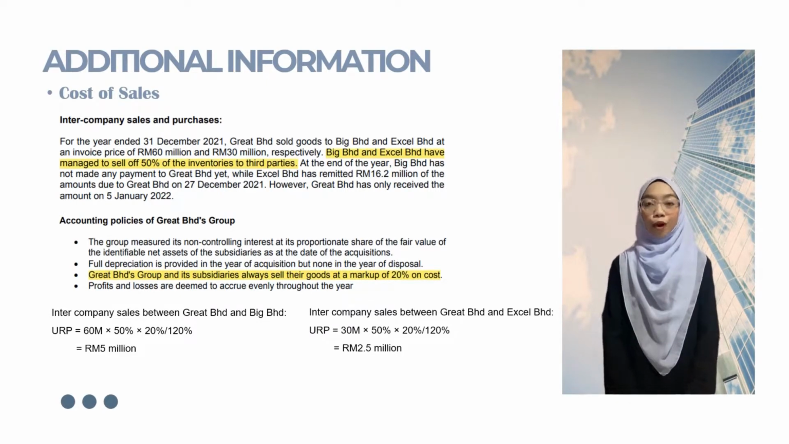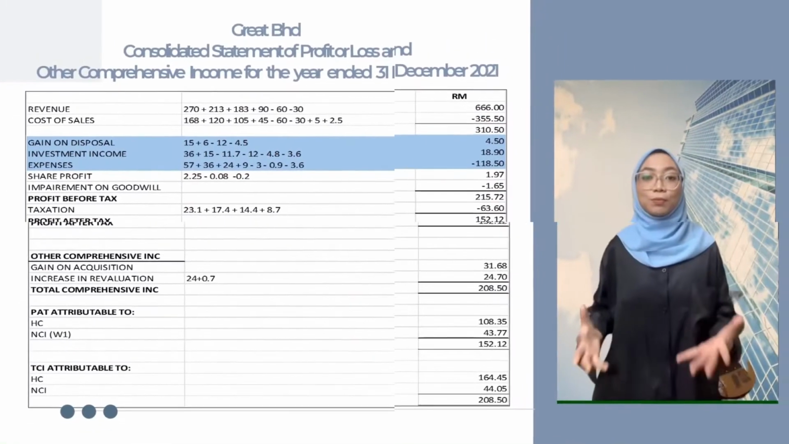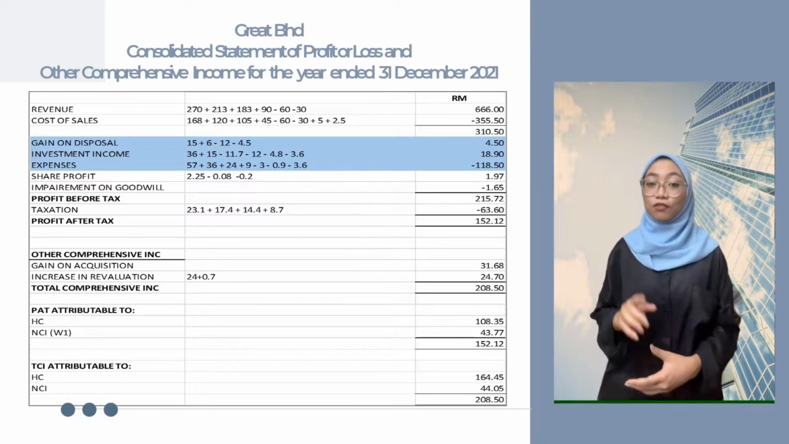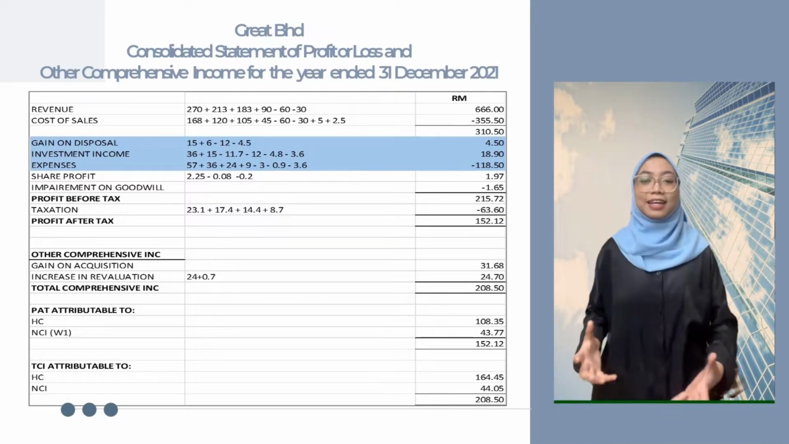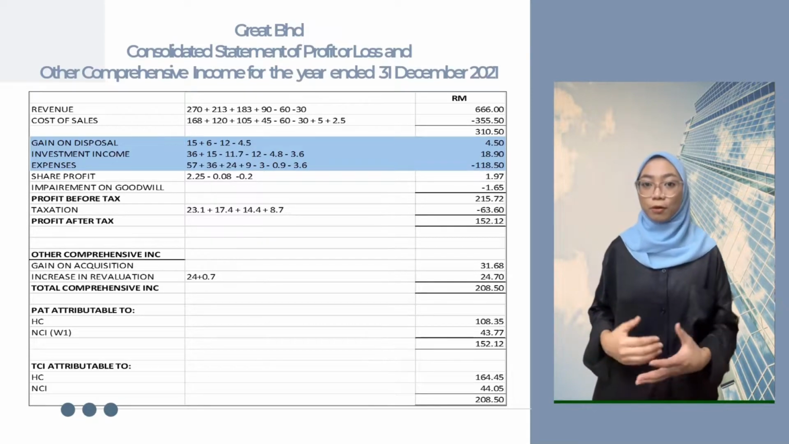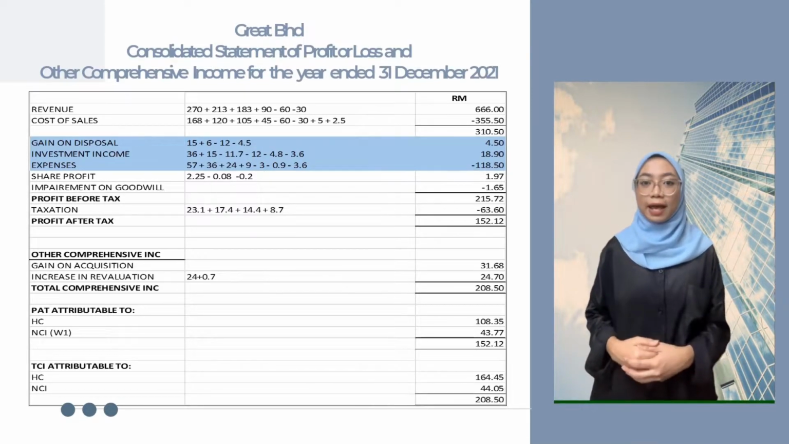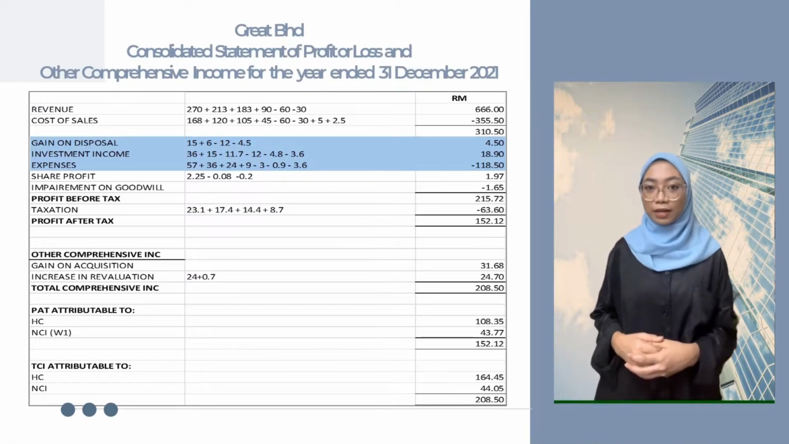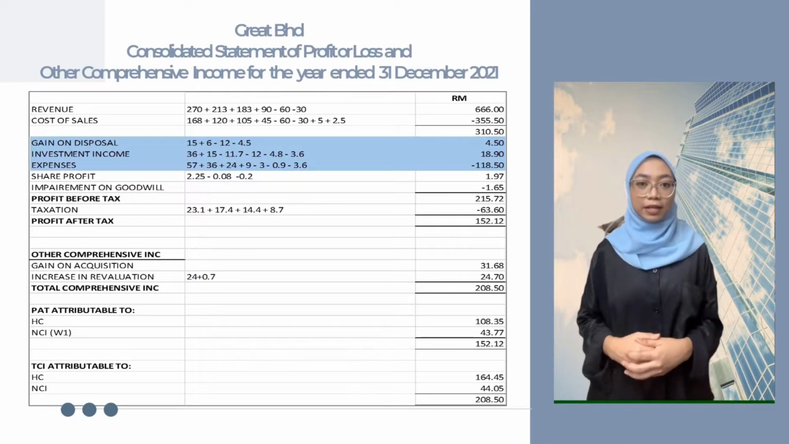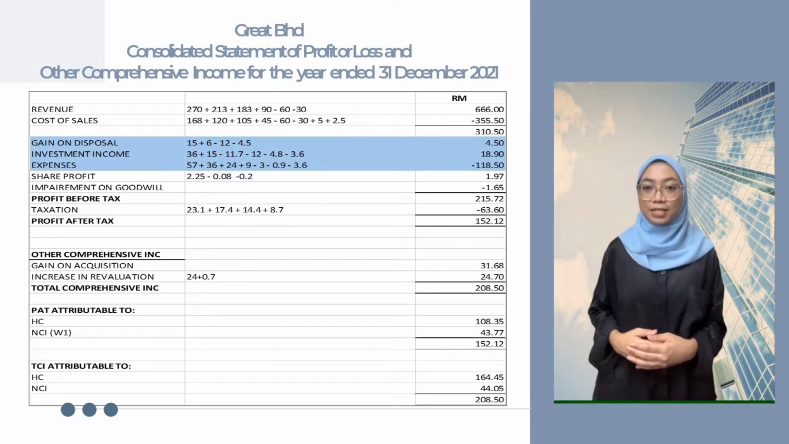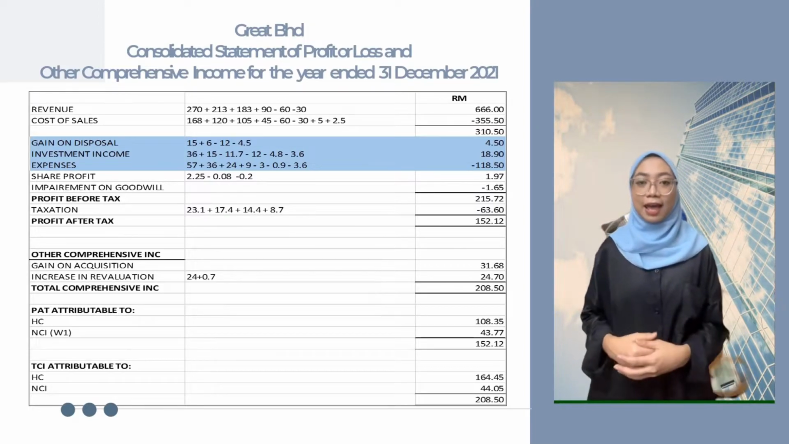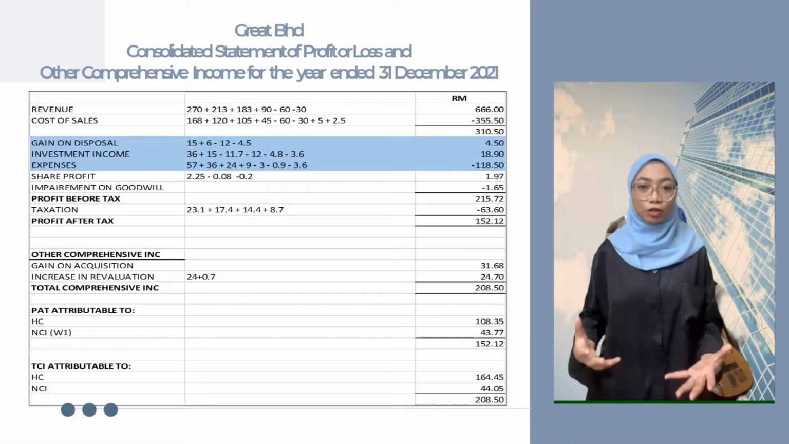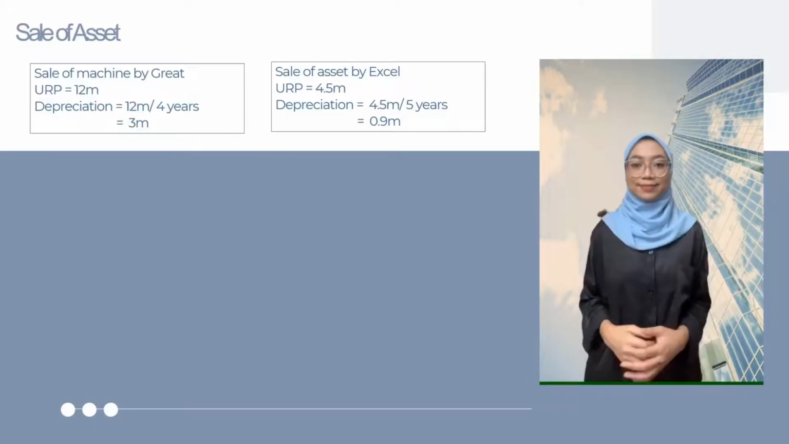Now, we will move on to gain on disposal. Moving to the next part, we need to add the gain on disposal amounting to 4.5 million. The gain on disposal amounting to 4.5 million we get by adding 15 and 6 million from the statement of profit or loss given and minus 12 million from URP profit from sales of machine by Great and 4.5 million from URP profit from sales of motor vehicle by Excel.